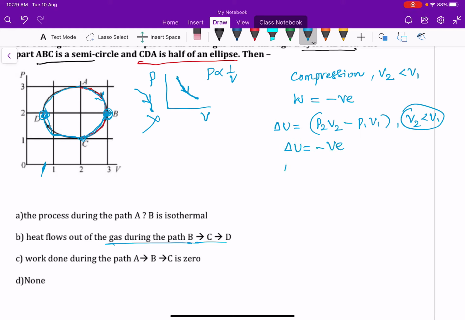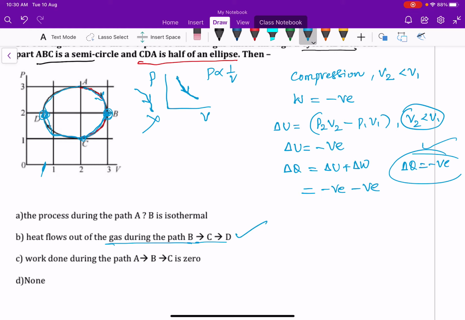So here heat energy is nothing but delta U plus delta W. Delta U is negative and delta W is also negative. So delta Q is negative. So the correct answer is delta Q is negative. Heat flows into the gas is positive, and heat flows out of the gas is negative. We got a negative value, so heat flows out of the gas is the correct answer.